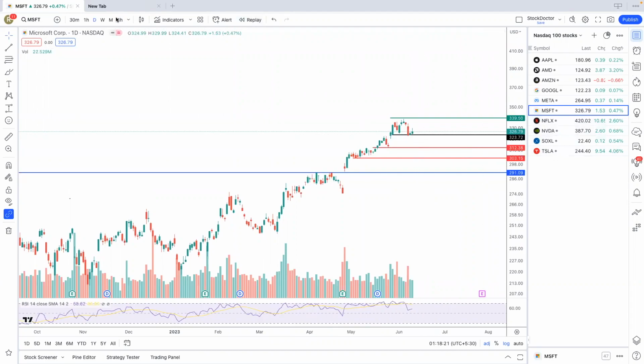And if it doesn't sustain above 320, then the targets of, you can see here, 312, 303 and 291 are the possible targets for the downside.